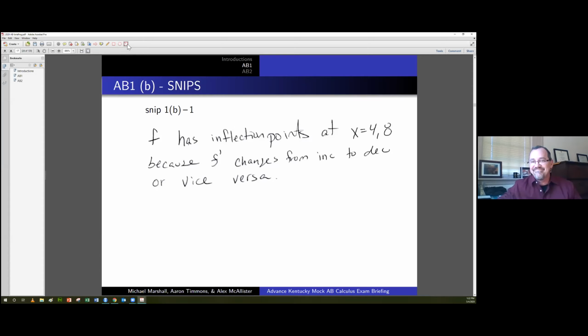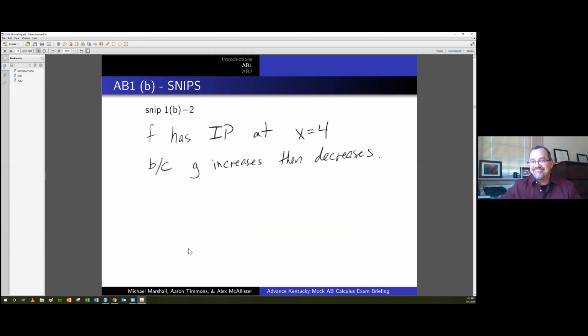All right, so on this one, the student has said F has an inflection point, x equals 4, 8, because F prime changes from increasing to decreasing or vice versa. They got both points, 4 and 8, so that's a 1, and the justification is correct for both, so it's a 1, 1, 1. If they put 4 and 8 together, they can just say increasing, decreasing, or decreasing, increasing, or vice versa. They don't have to match them up as long as they keep them together like that.